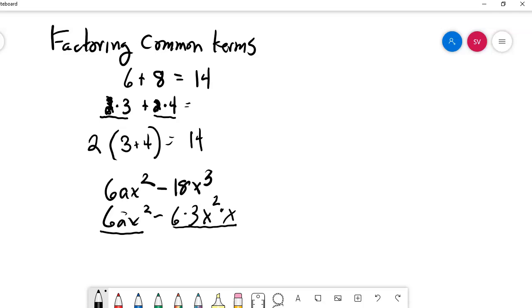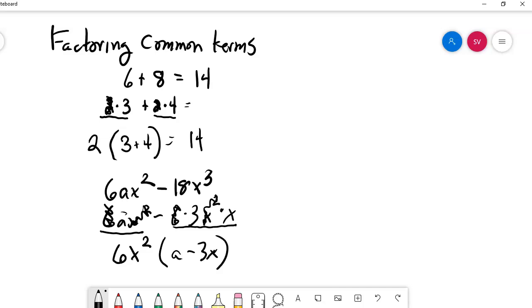So we look to see what's common. Here it's a 6. We cross it off our list. Then we also see that there's an x squared that's common. We cross it off the list. And we see that there's nothing else that's in common, so we just put everything that we didn't cross off back in parentheses. So it's an a minus 3x.